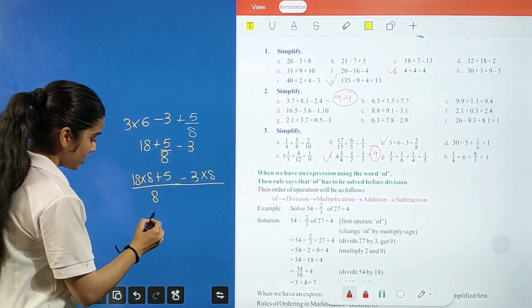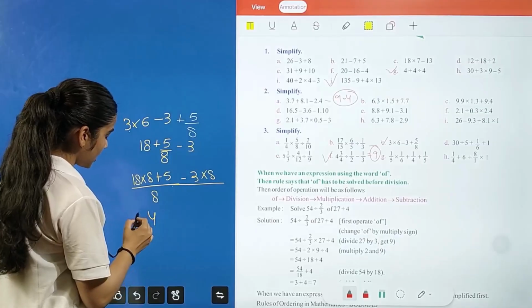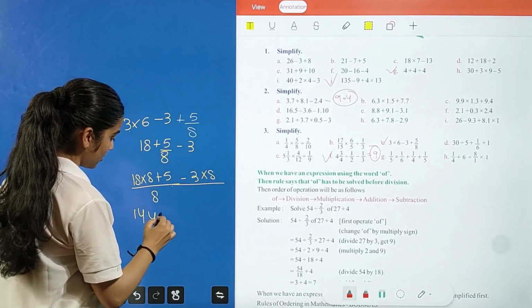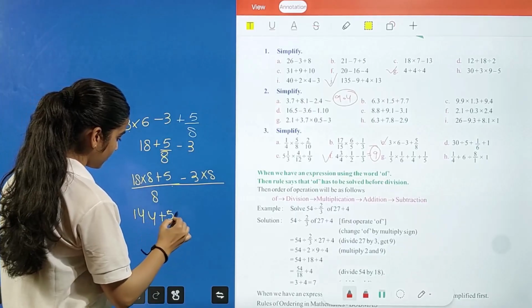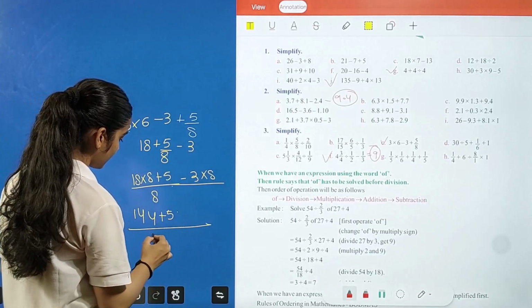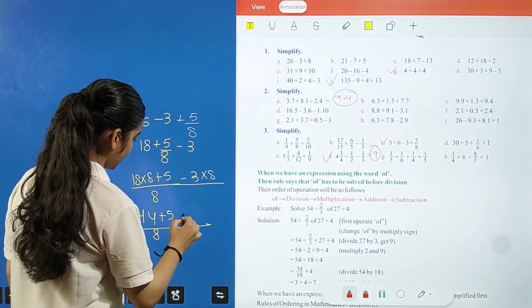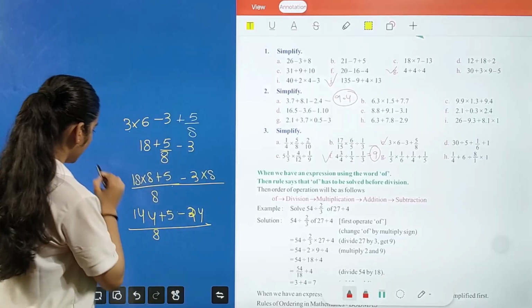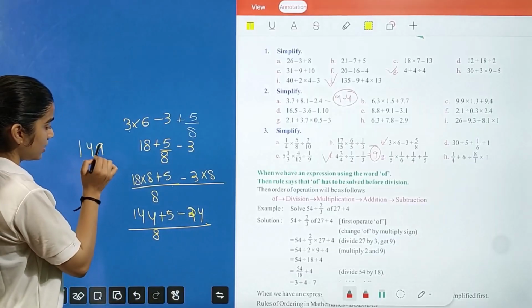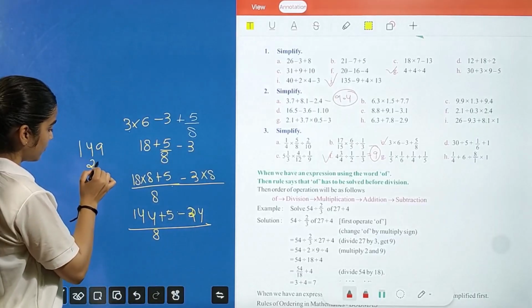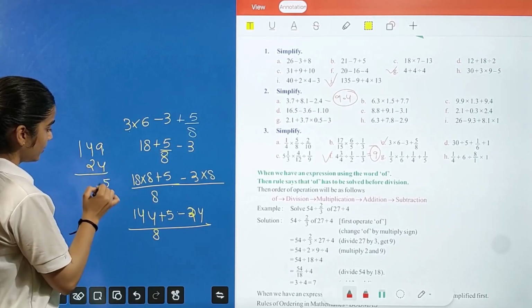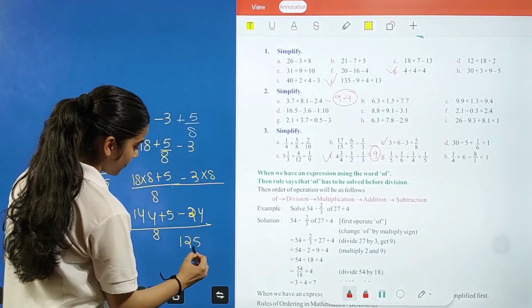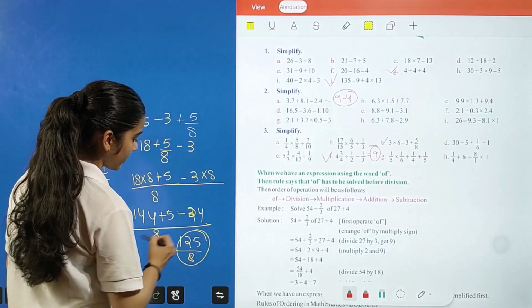Okay. Now 8 8s are 64, 6 8s are 48. 8 plus 6 is 14, plus 5 is 24. So here we have 149 minus 24, and 125 upon 8 is your answer.